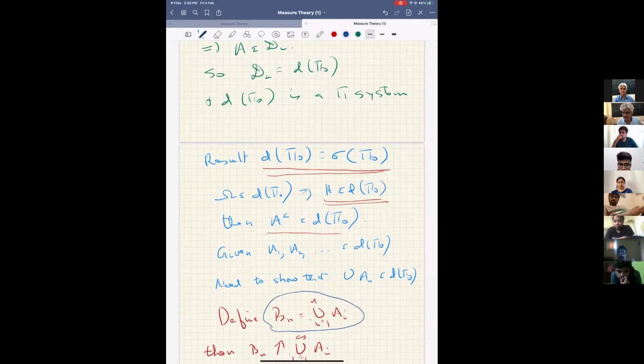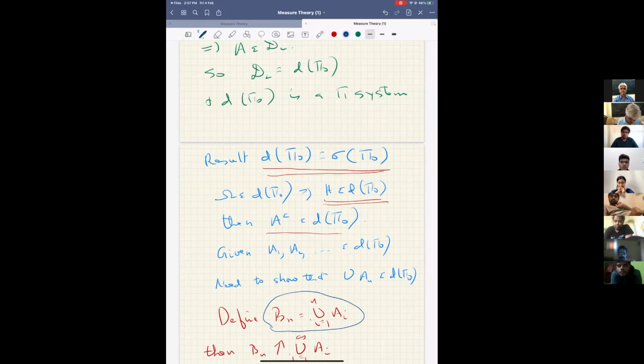Exactly. So you can take Bn to be the union of the first n events. Then this is an increasing sequence, and its limit is exactly the countable union of the Ai's. Hence, the countable union of Ai's also belongs to your D system, and hence it's a sigma algebra. Right? So now we are done, basically.